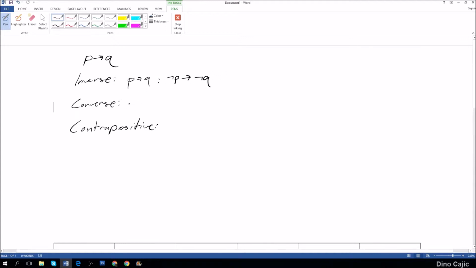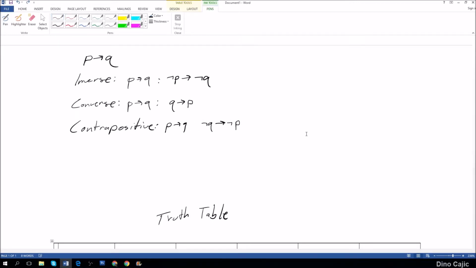The converse of P implies Q is where you swap the conclusion with the hypothesis, so that turns out to be Q implies P. The contrapositive of P implies Q is not Q implies not P. So not only did we swap the conclusion with the hypothesis, we also negated both.